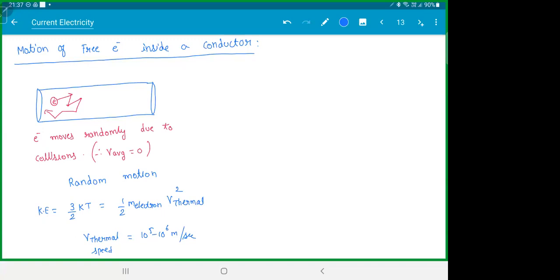But the problem is what? These are actually useless. They don't help you in any current, because the average becomes always zero. They're not responsible for any current flow.